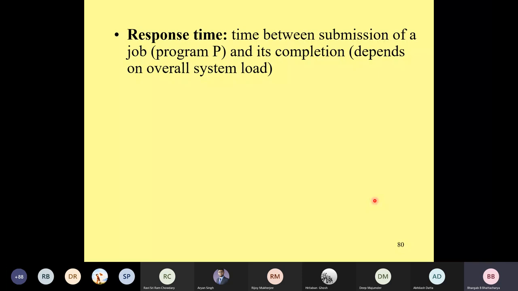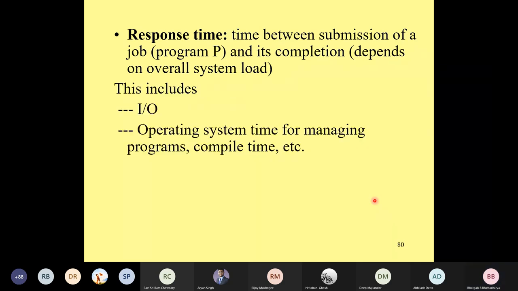This is called the response time. So as a user, you submit a program P or a job, and then after some time the job is completed. Now, in a multiprocessor system or in a computer floor, this may depend on the overall system load, how many users are simultaneously present, and so on. So this is called the response time. This response time also includes the time needed for doing your input-output. It also includes the time required by the operating system for compiling your program and so on.